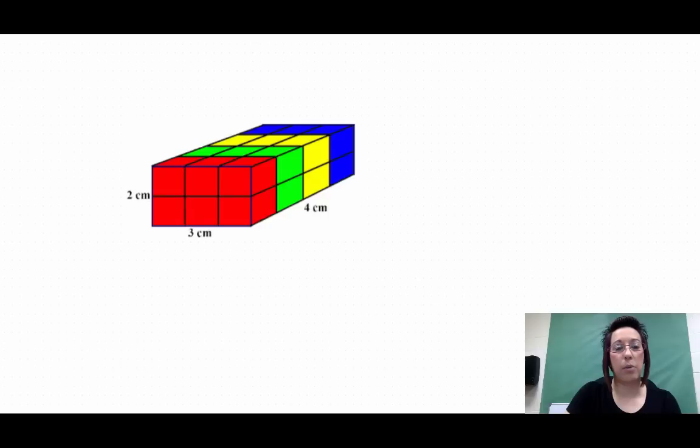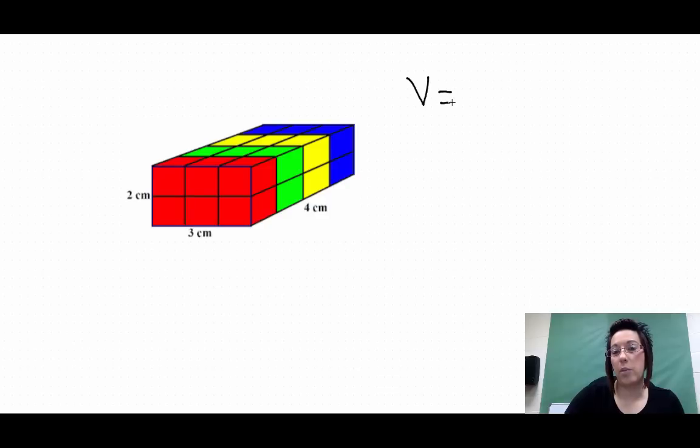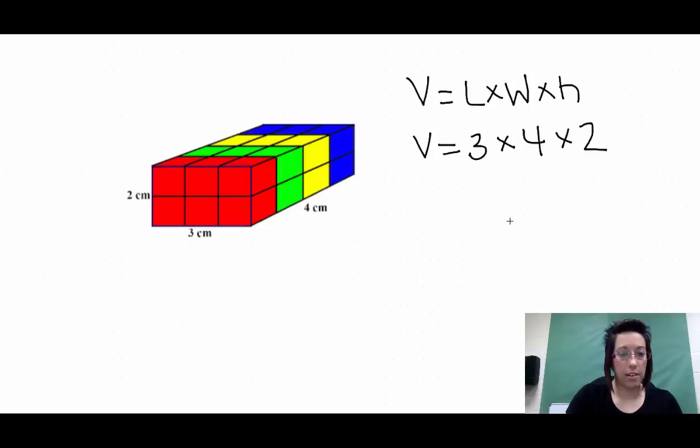So let's look at an example with some numbers. This one already has, it looks like, centimeter cubes making up the volume. So to calculate the volume of this cube, we need the pencil tool here. Volume equals length times width times height. So that means we're going to go volume equals 3 centimeters times 4 centimeters times 2 centimeters.